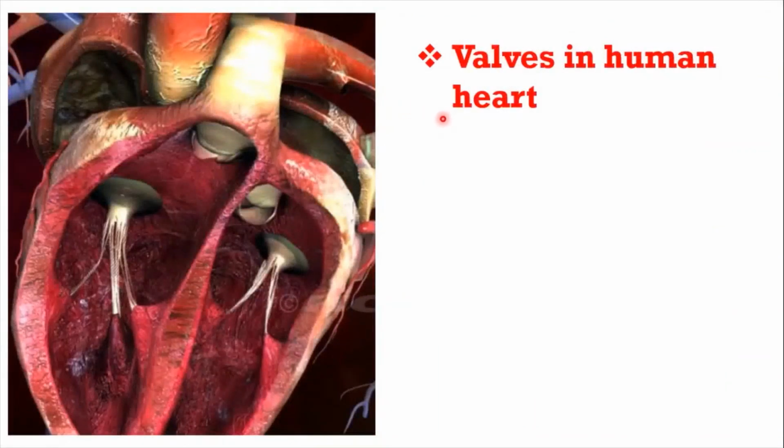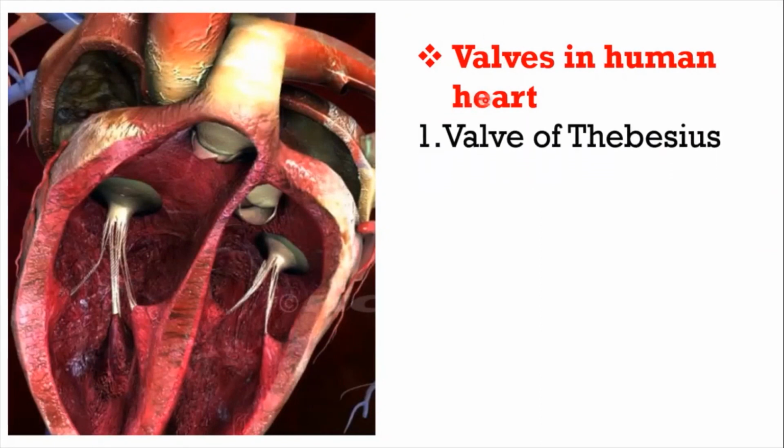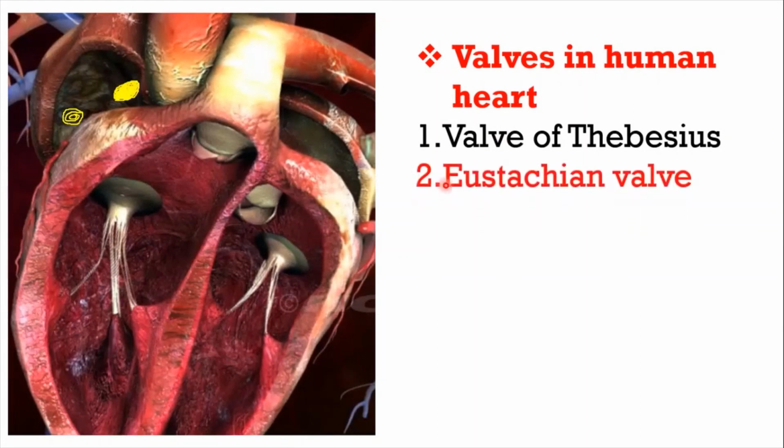Now we'll have a quick recap of the valves present in the human heart. First one is valve of Thebesius. This Thebesian valve is present at the opening of coronary sinus into right atrium. The next one, Eustachian valve, is present at the opening of postcaval vein into right atrium. It is the rudimentary non-functional valve in adult human beings.